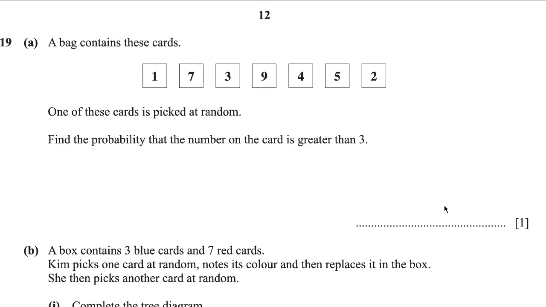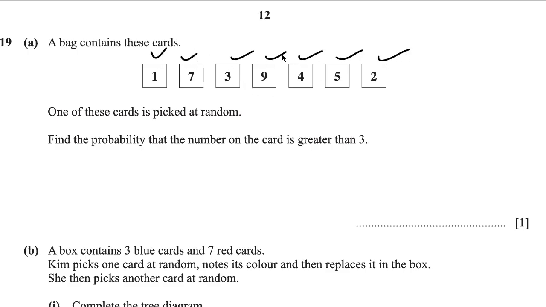Okay, question 19 says, a bag contains these cards: 1, 7, 3, 9, 4, 5, 2. One of the cards is picked at random. Find the probability that the number on the card is greater than 3. So we have how many numbers here? 1, 2, 3, 4, 5, 6, 7.